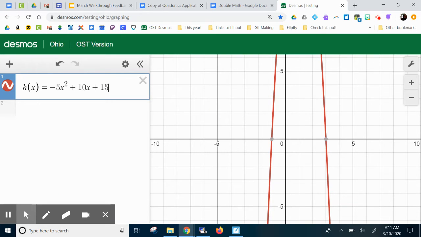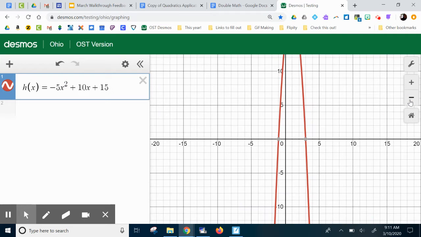So here is the equation in Desmos. And if I see it right now, I know it's a quadratic because it's got the x squared, so it should be a parabola. But right now it's not a parabola. So I need to make sure that I'm zooming out, or I can't see the parabola. Let me rephrase that. It is a parabola, I just can't see it.